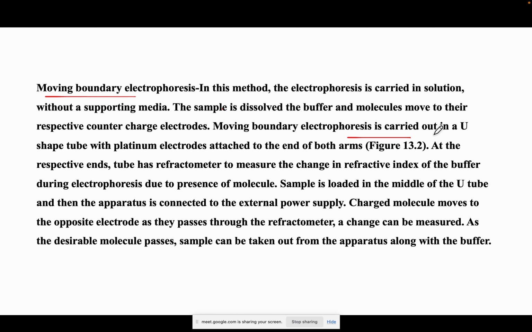Moving boundary electrophoresis is carried out in a U-shaped tube with platinum electrodes attached to both ends of the arms. At the respective ends, the tube has a refractometer to measure the change in refractive index of the buffer during electrophoresis due to the presence of the molecule. The sample is loaded in the middle of the U tube, and then the apparatus is connected to the external power supply. Charged molecules move to the opposite electrode. As they pass through the refractometer, a change can be measured. As a desirable molecule passes, the sample can be taken out from the apparatus along with the buffer.